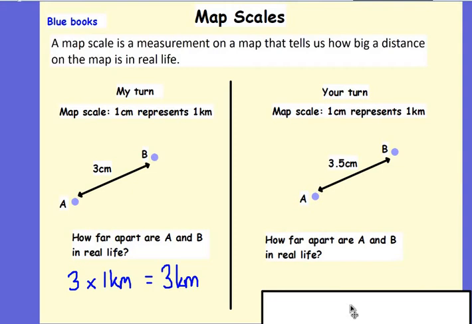Over to you, Year 9. In your dark blue books, if 1 centimetre represents 1 kilometre, how far apart are A and B in real life? Pause the video and answer that question now, please. Okay, so we're looking at 3.5 centimetres times that 1 kilometre, which tells me that A and B in real life are 3.5 kilometres apart.